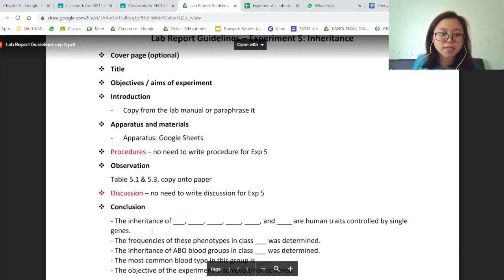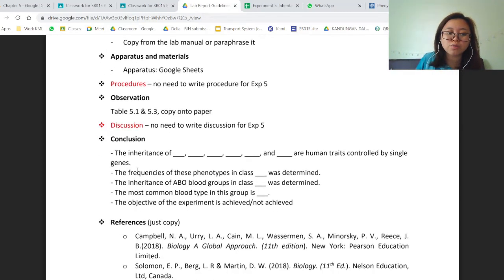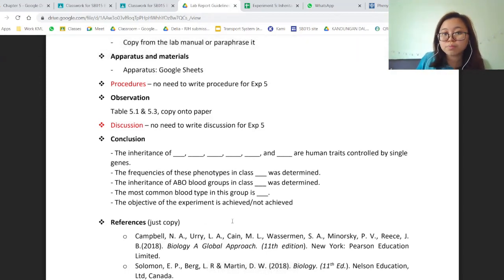Okay, and after you do the observation, no need to do discussion for this experiment. Experiment lain, saya minta kamu buat discussion lah. Untuk ini tidak perlu. And also write the conclusion. So the conclusion, you can just copy the sentence I have here. Here, I write it in point form. But when you do your lab report, please write it in paragraph. So di sini saya tulis dalam bentuk point. Untuk kamu punya lab report, tulis dalam bentuk perenggan.